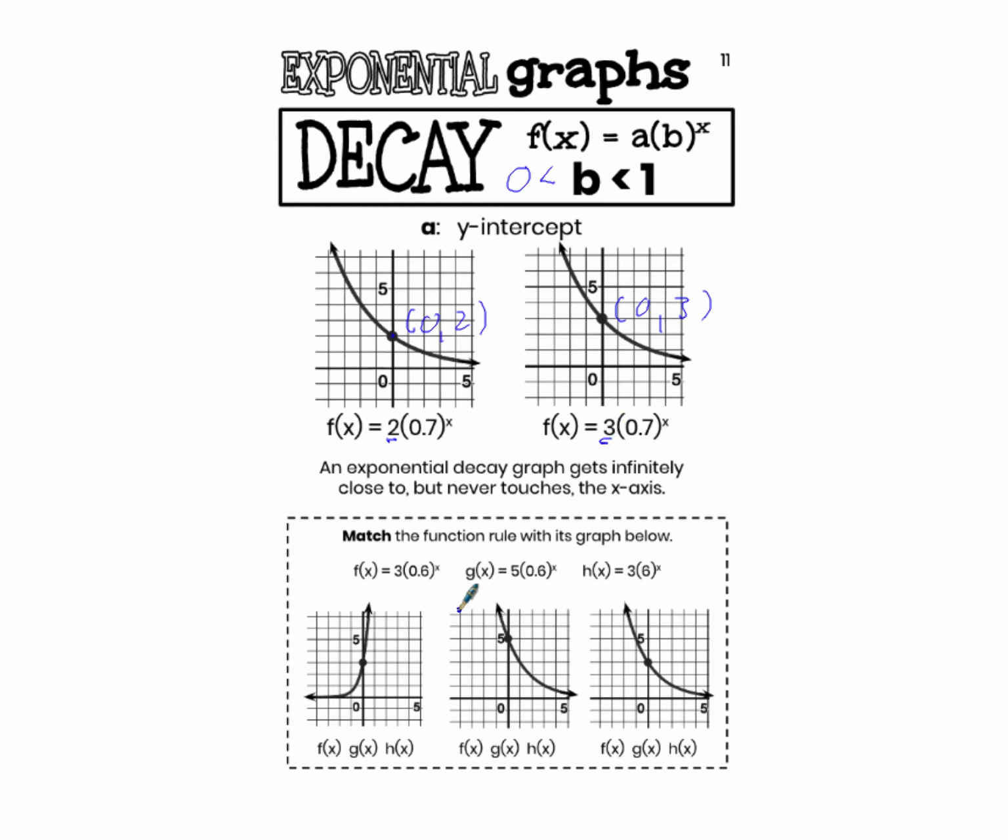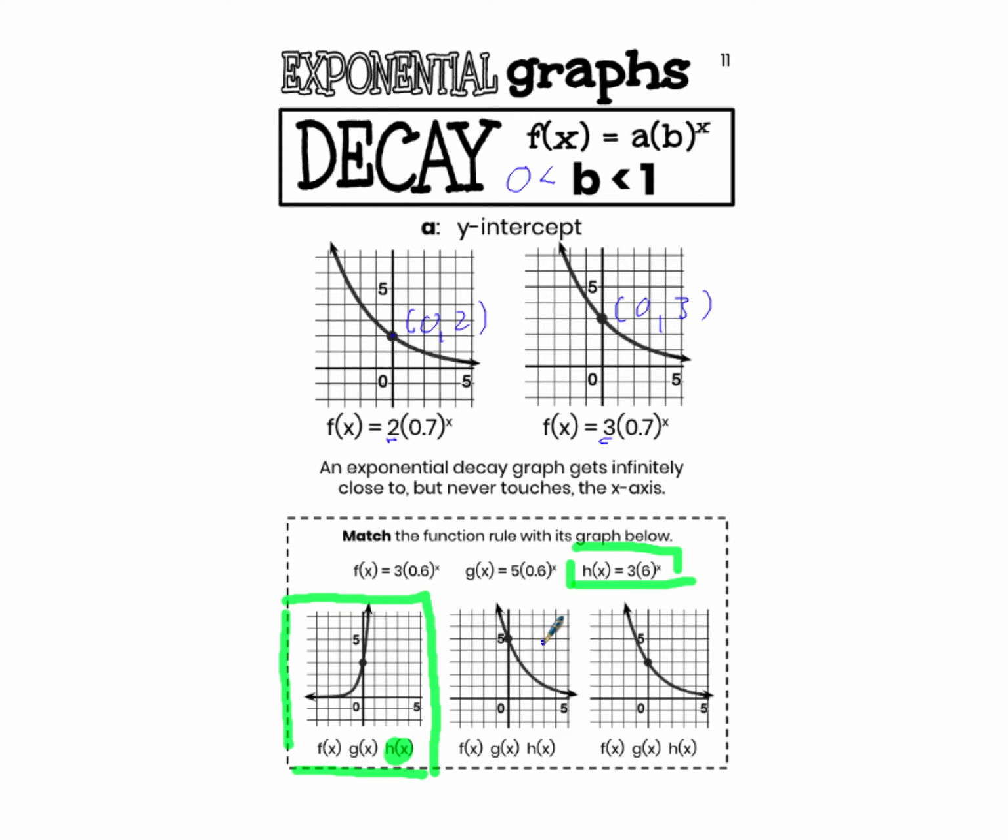It's also really important that you can look at a rule and determine if it's decay or growth, and look at a graph and determine if it's decay or growth. So the only graph here representing growth is this one. Growth is getting bigger and bigger and bigger. This is my only rule representing growth because my b value is greater than 1. That means this graph, h of x, is my only growth graph.